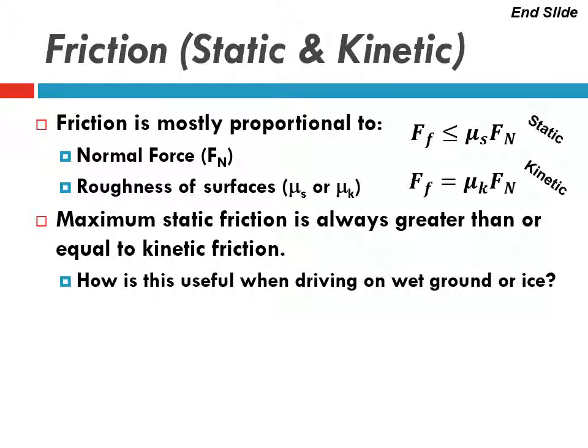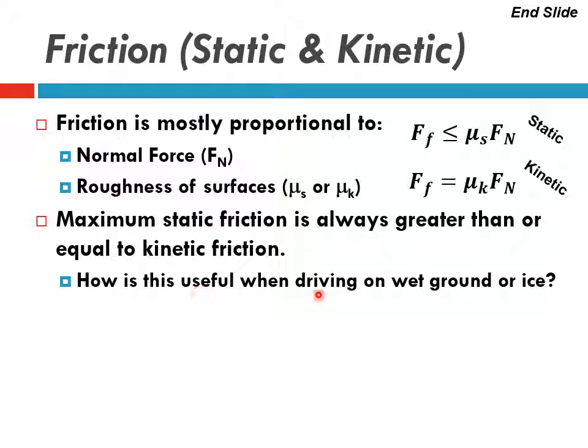Now, how will this help if you're driving on wet ground or ice? Well, when our cars are driving, the wheels are actually turning, and when they're turning, they're not sliding. Now, usually static is a word that means not moving, and kinetic is a word that means moving. In this example, it's not really moving and not moving that we're looking at. Static is going to mean not sliding, and kinetic is going to mean sliding.